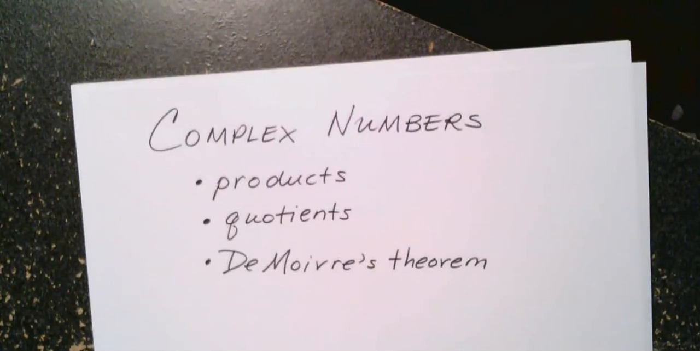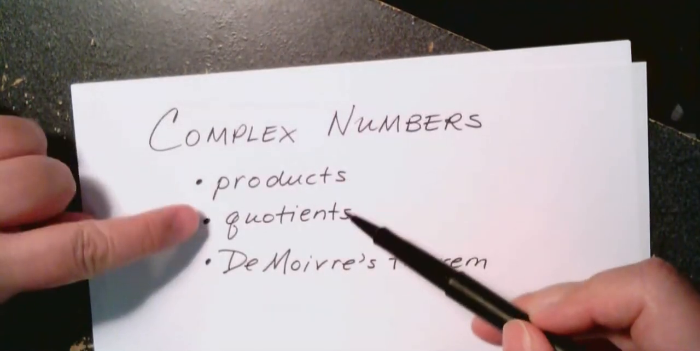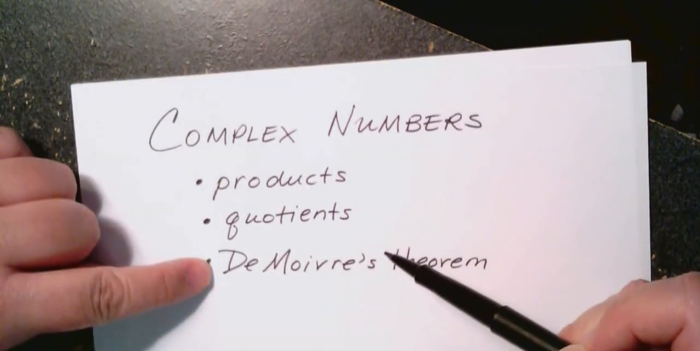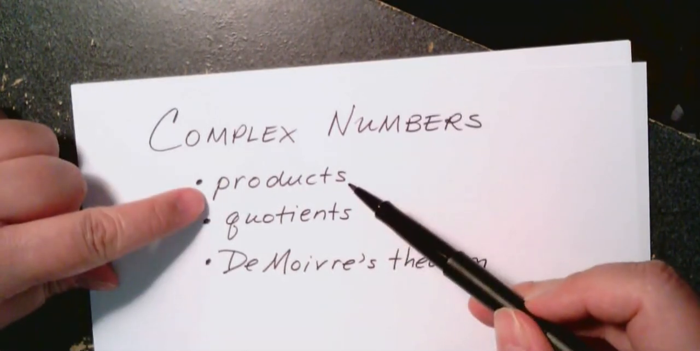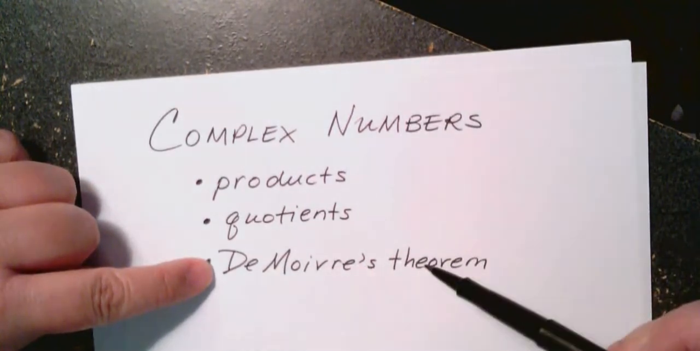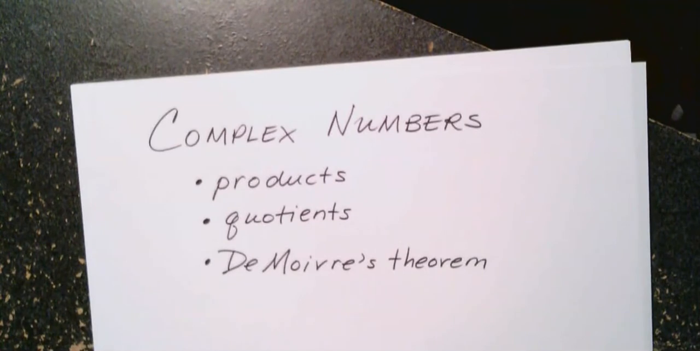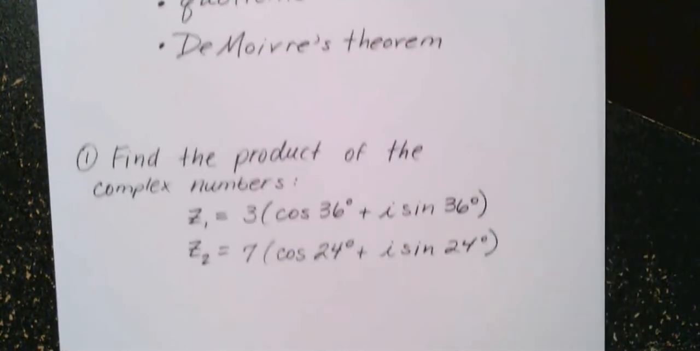Hello, mathematicians. We are going to talk today about using complex numbers to multiply and divide them. That's pretty much what we're doing here. We're finding products, multiplying them, and quotients, dividing them, and we're using DeMoivre's theorem, which is pretty much multiplying them, but it's really dealing more with powers. Now, we're talking about complex numbers that are in polar form. So we're looking at things like this.